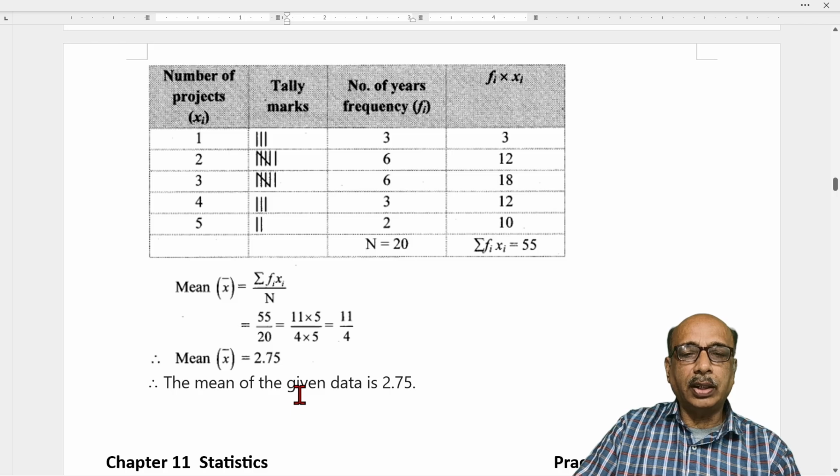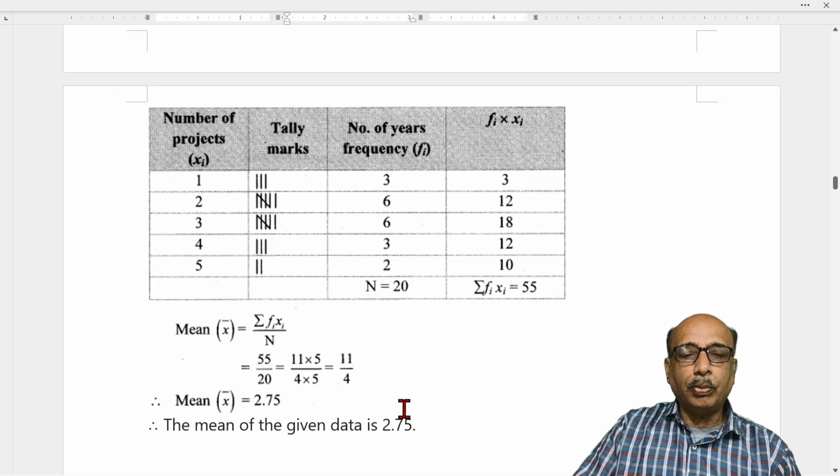The mean of the given data is 2.75. So much is there for this exercise.